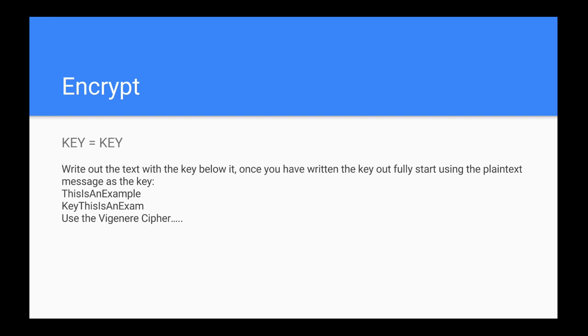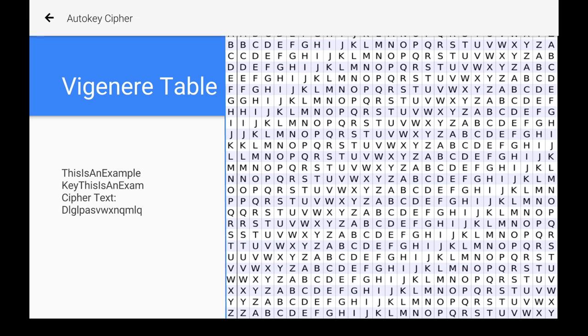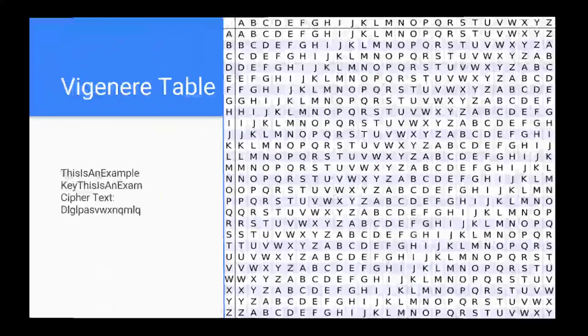So now we just use the Visionaire cipher. So here's the Visionaire table. And we take this as an example, and key, this is an exam. And we write our text is DLGLPASVWXNQMLQ. And the way that we got that was we took T from this is an example. That's the first letter, and this is an example. I tapped on T. Sorry.